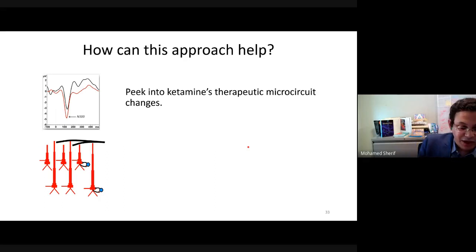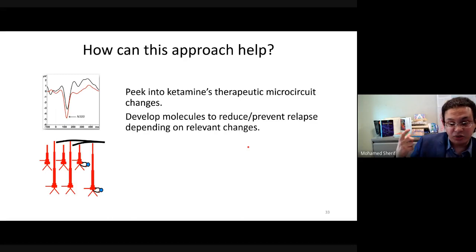Hopefully, this was only a signal in two patients. If we repeat it, and we're going to be recruiting 28 more patients with a grant, and the signal stays and does not get diluted as we have more patients, it can act as a biomarker as we're developing molecules to reduce or prevent the relapse, because now we know what the changes are. So we can look at the molecular targets that we can use to induce and maintain the increased number of spines, or to maintain the dendritic complexity, or both.